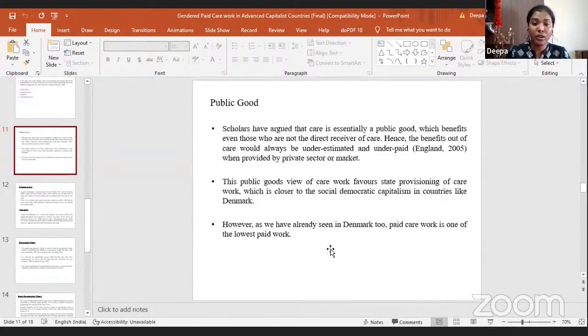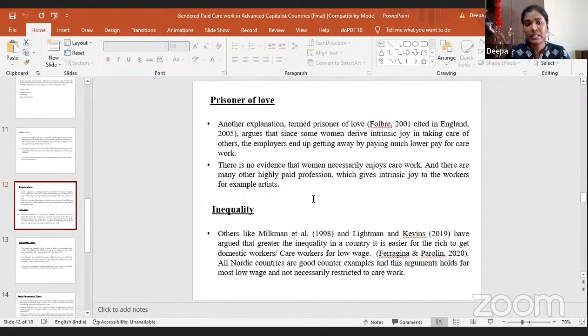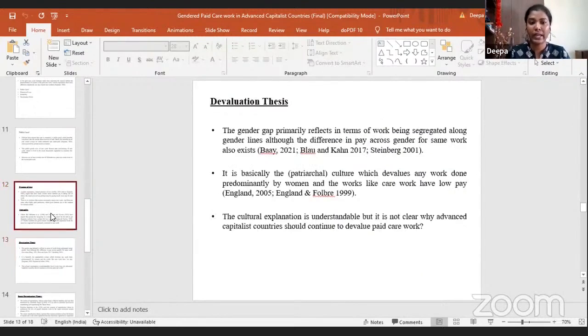This public good view of care work favors state provisioning of care work, which is closer to the social democratic capitalism in countries like Denmark. However, as we have already seen, in Denmark too paid care work is one of the lowest paid work. Another explanation, termed prisoners of love, argues that since some women derive intrinsic joy in taking care of others, employers end up getting away by paying much lower pay for care work. But there is no evidence that women necessarily enjoy care work, and there are many other highly paid professions which give intrinsic joy to the workers, for example artists or any other kind of work in that category.